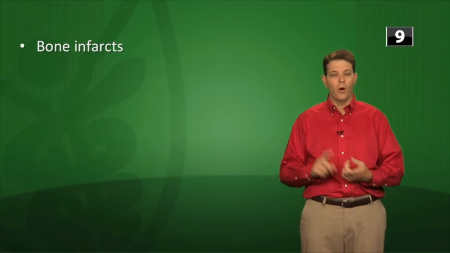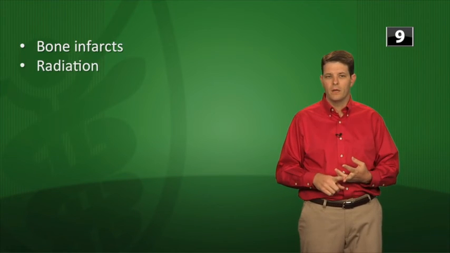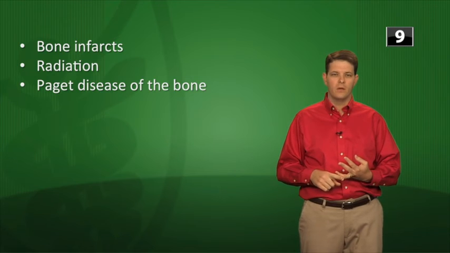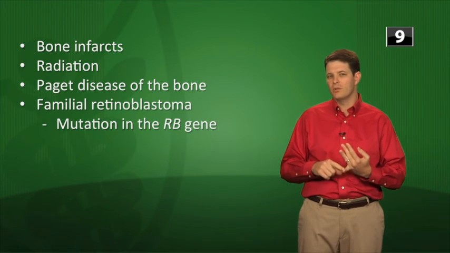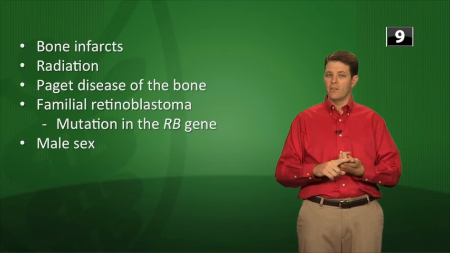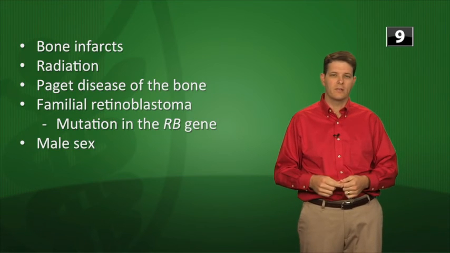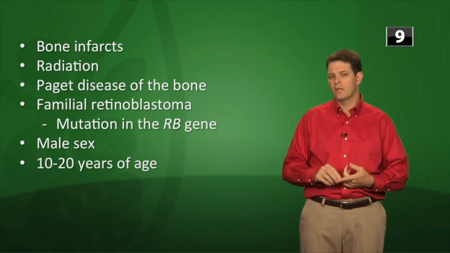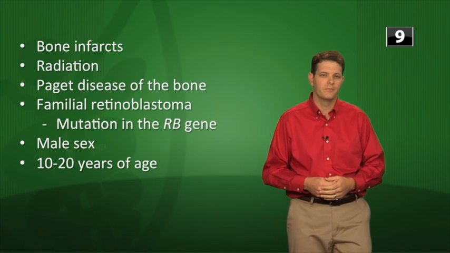And then what's the result of damaging the outer hair cells, such as with antibiotics like gentamicin or streptomycin? So you can have wide deflection of the basilar membrane rather than sharp deflection, and that's going to cause significant hearing loss. Next, what are the risk factors for osteosarcoma? So bone infarcts, radiation, Paget's disease of the bone, and familial retinoblastoma, which is a mutation in the RB gene, male sex, males are at increased risk compared to females, and then also being 10 to 20 years of age. It's the most common age of presentation.